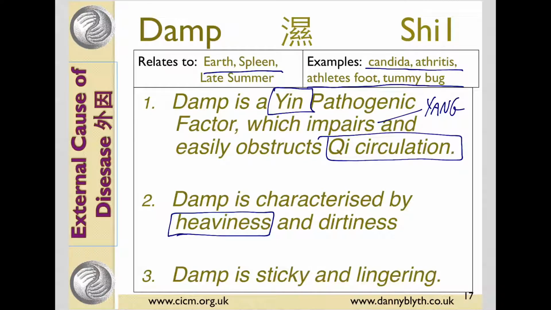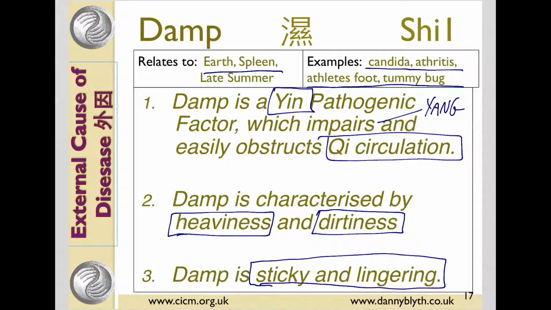It tends to sink into the lower body, so it affects the knees, the genitals, the legs, the lower body. And it's characterized by dirtiness, so we tend to get discharges, mucus. And it's sticky and lingering. It tends to be stubborn, difficult to treat, slow to go.